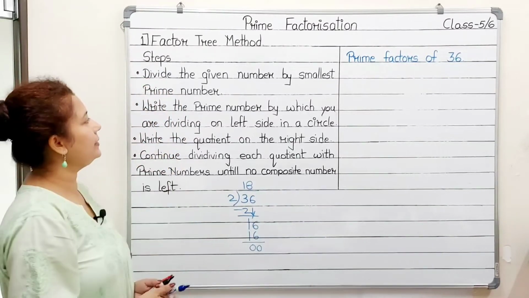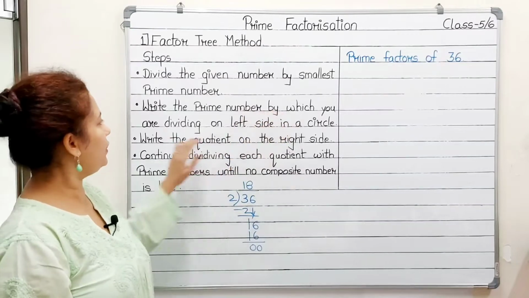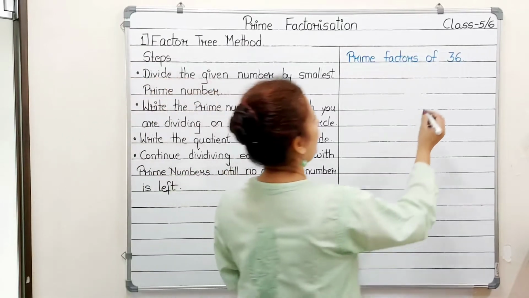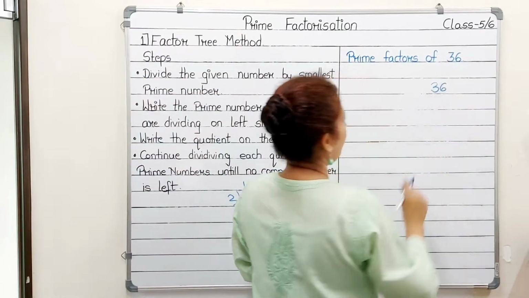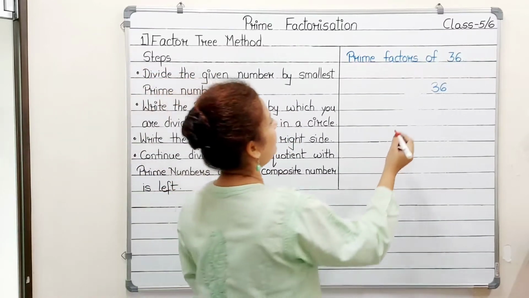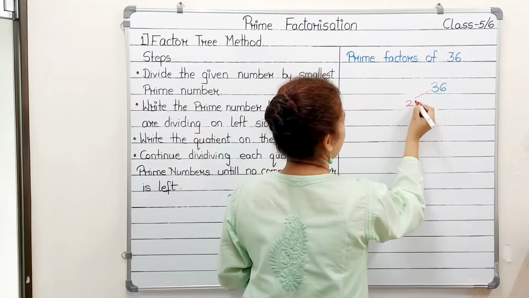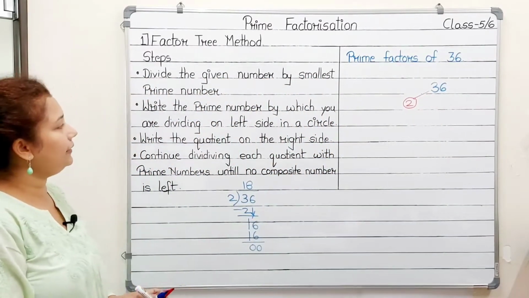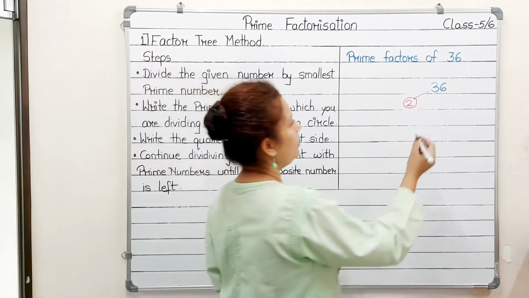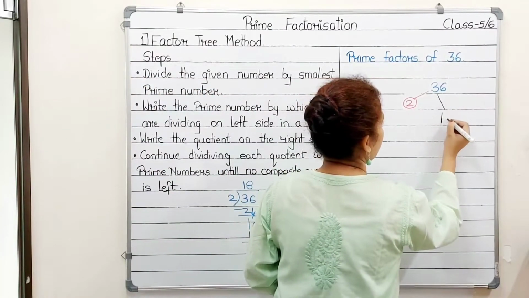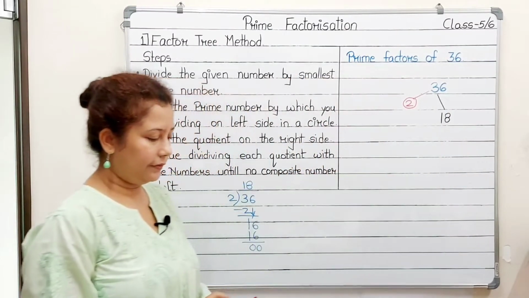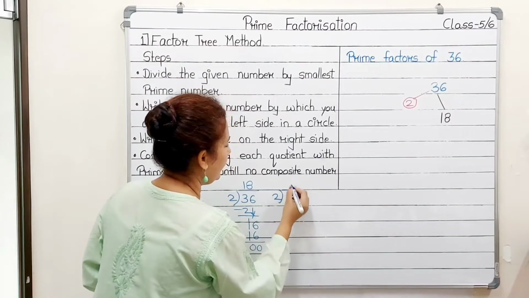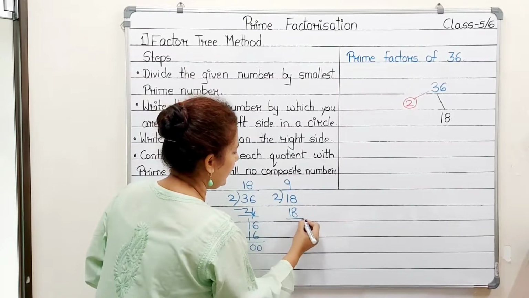The second step is to write the prime number by which you are dividing on the left side in a circle. So we will first write the number, that is 36, and we will write the prime number, that is 2, by which we have divided 36 in a circle on the left hand side. Then write the quotient on the right hand side. So we will write the quotient, that is 18, on the right hand side. We will continue dividing the number 18. Again we will divide it by 2. So 2 into 9 is 18.